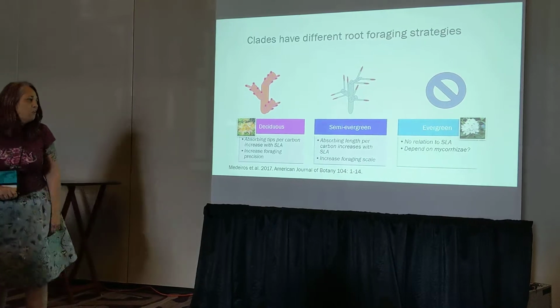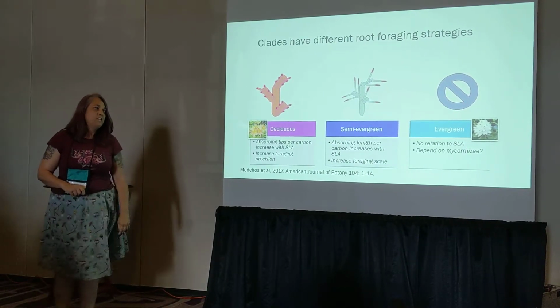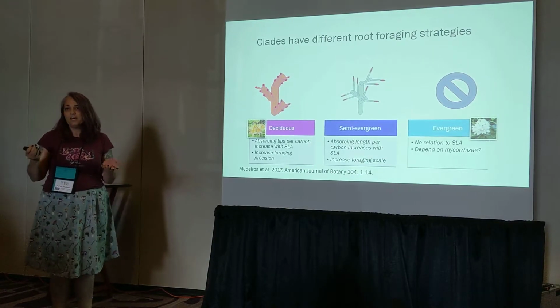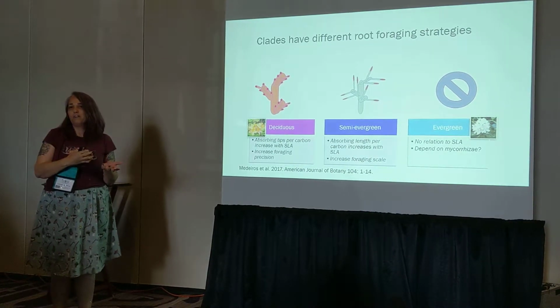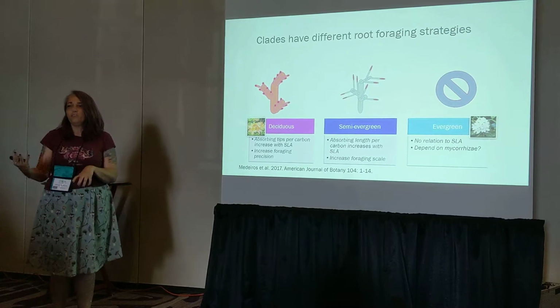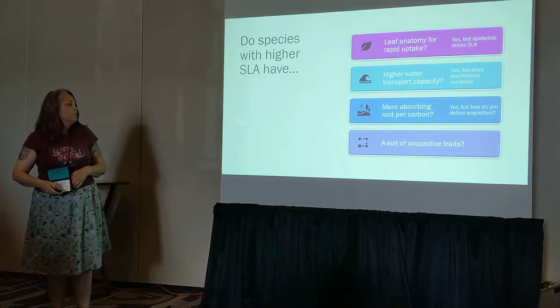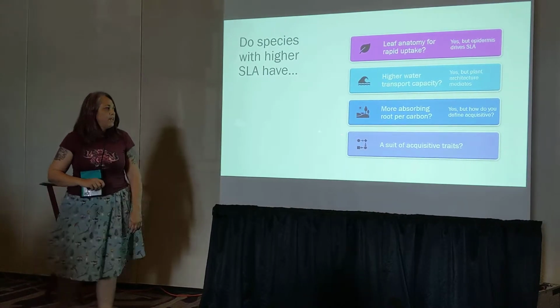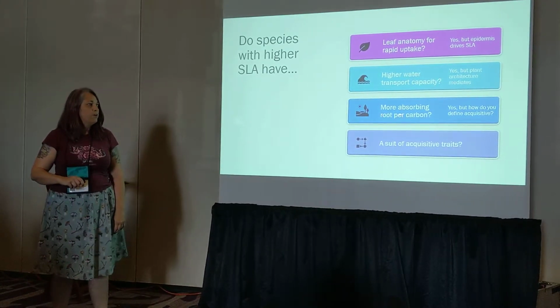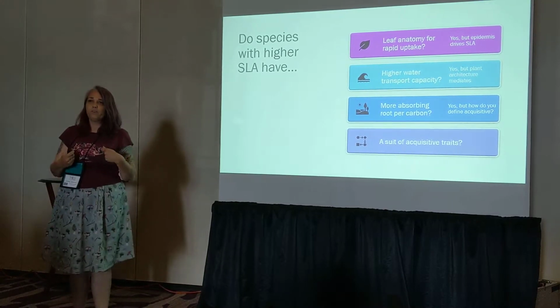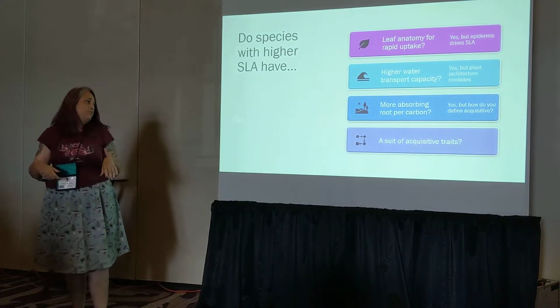Okay. So we've done some work that I'm not going to show today, but we think this is a mycorrhizae story. So I really enjoyed that talk earlier, trying to relate microbial communities to traits. All right, so the answer to the question, is there more absorbing root per carbon? Yes, but how do you define acquisitive? Is it when you have more tips or more length? Both could be an acquisitive strategy.